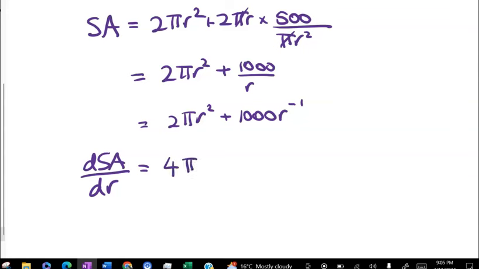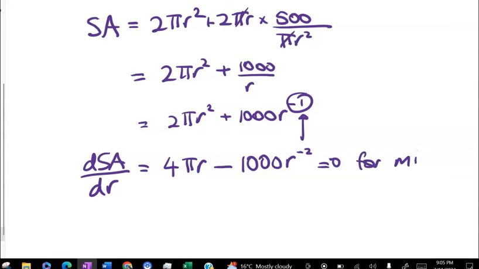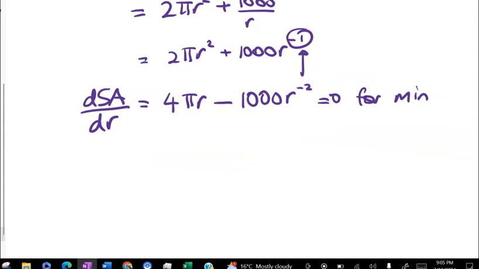We have dSA by dr is equal to 4 pi r minus, so bringing down the power just like we always do, minus 1000 r, and then we're going to drop this power, and it will be r to the power of negative 2. And that has to equal 0 for a minimum or a maximum. So let's write this out now and see how we're going to solve it. We've got 4 pi r, and I'm going to make that equal to 1000 over r squared.